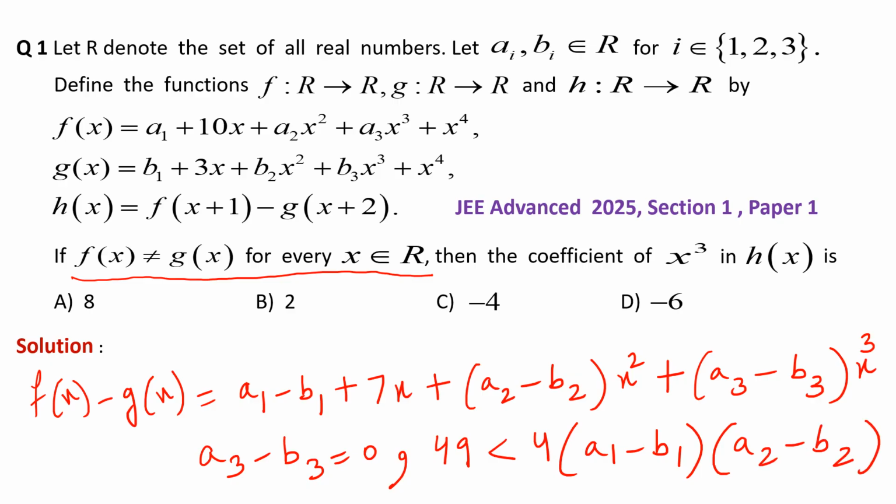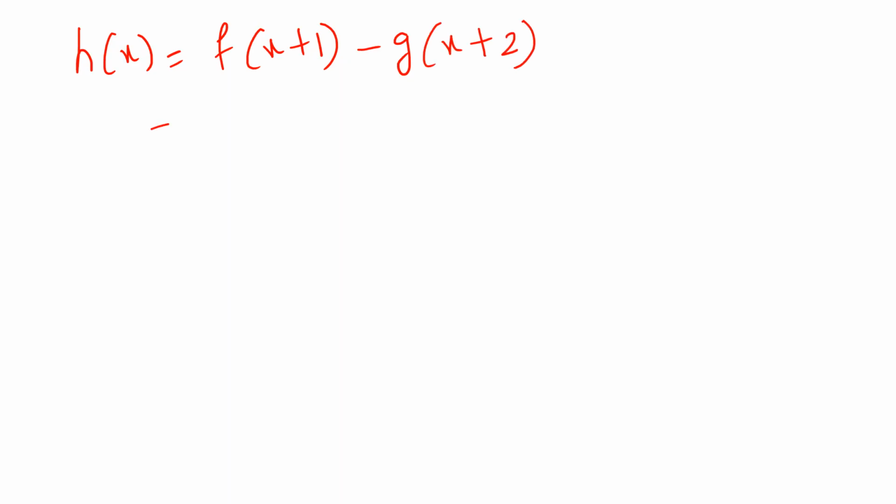Now students, we move further. Now students, h of x is defined as f of x plus 1 minus g of x plus 2. Now we can find the value of f of x plus 1 by putting x as x plus 1 in the function f of x. And similarly, we can find the value of g of x plus 2 by putting x as x plus 2 in the function g of x.